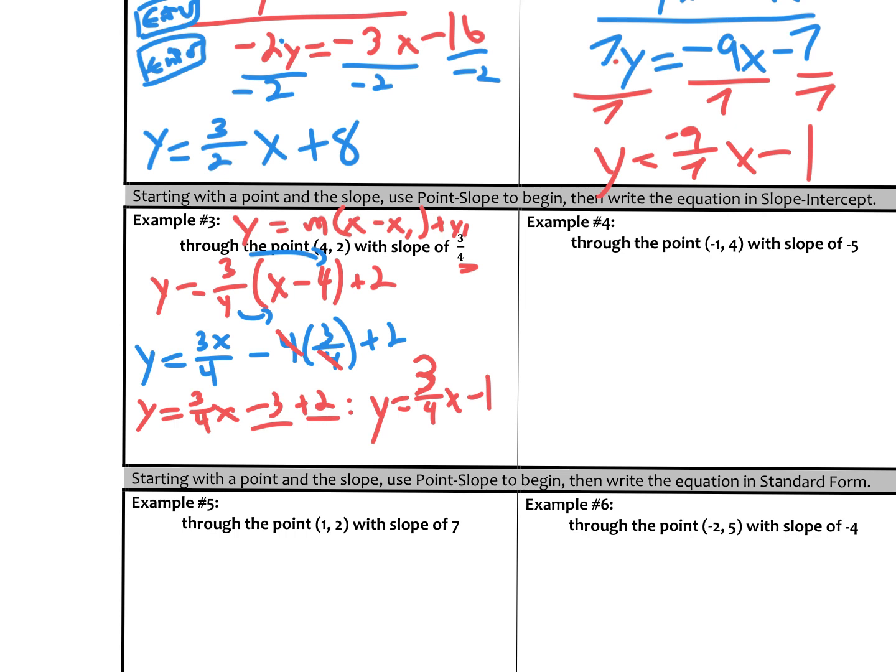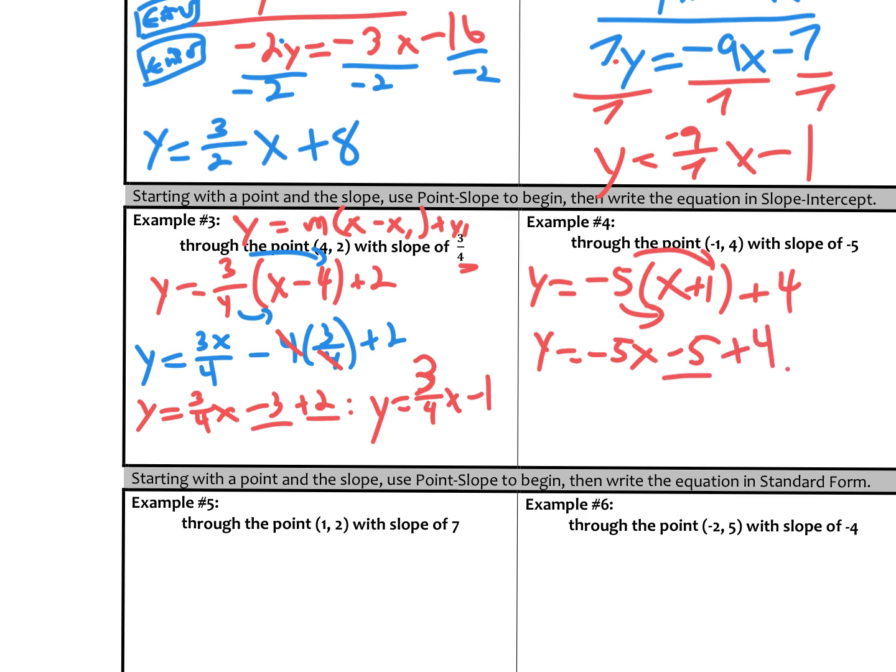Okay, for example 4, go ahead and pause and set up the point slope form and see how you do. All right, welcome back. So y equals, using the slope, and I write the x. Now it's a minus a negative 1, so that changes to plus 1, plus 4. Distributing, I think this one's actually easier than the one we had before. Negative 5x minus 5 plus 4. Let's go ahead and combine those. Negative 5x minus 1. There are advantages to using different forms.